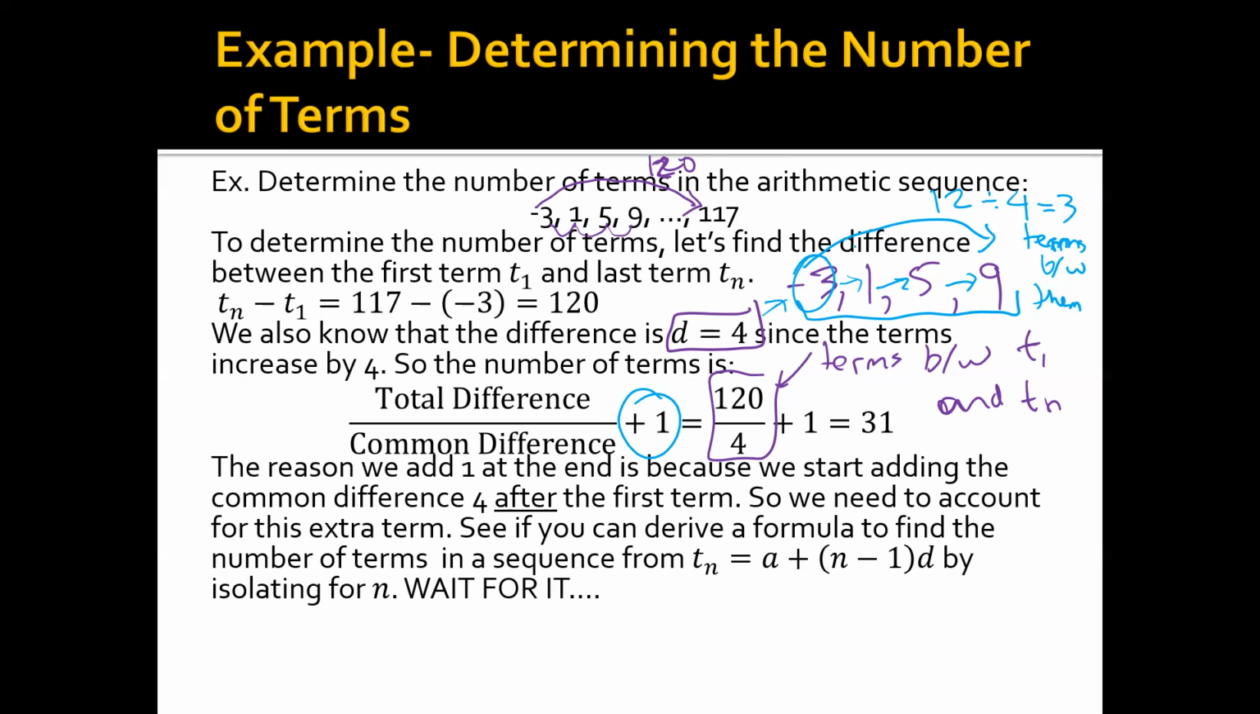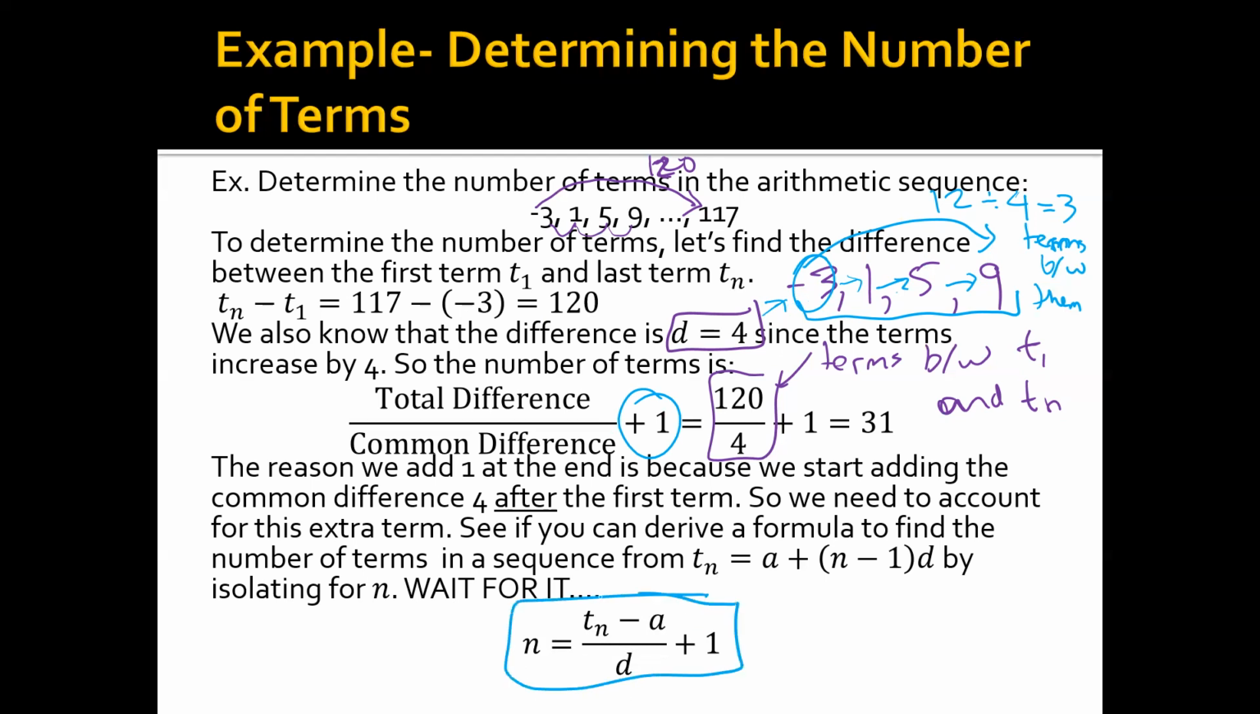You can see here that there are a total of 4 numbers, but the number of values between them is actually only 3. And again, it's 3 instead of 4 because we start adding the 4 after the first term. So we had to account for it by adding a 1 at the end. So we added 1 to the quotient there, and we end up with this expression here.